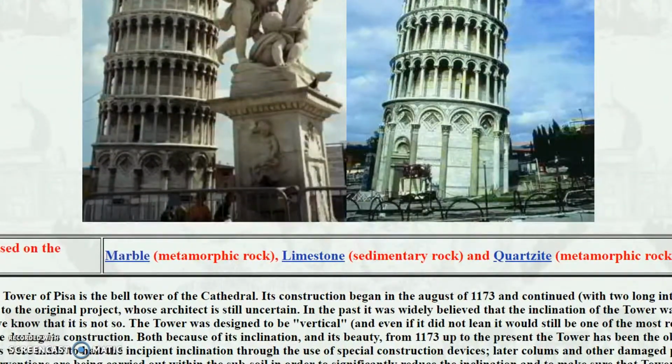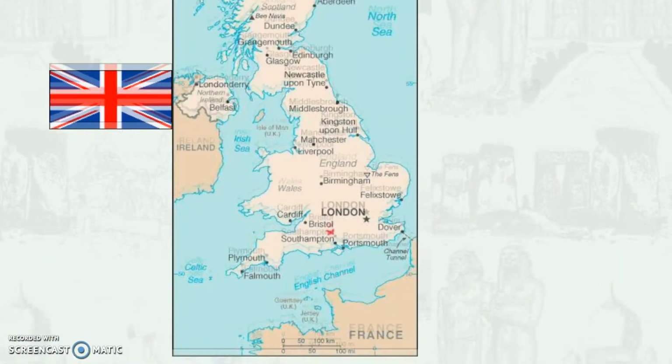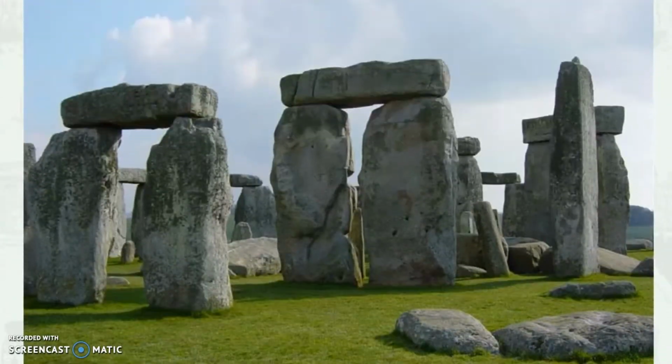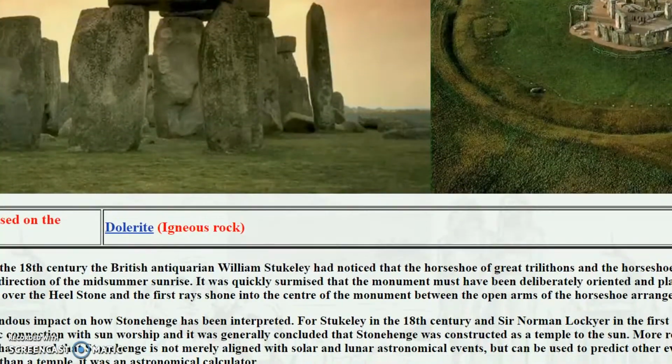And it's made out of marble, which is a metamorphic rock that was also in our Nearpod, limestone, which is sedimentary rock, and quartzite, which is a metamorphic rock. The third location we'll be visiting is the UK. We'll be visiting Stonehenge. And you can see it's located right here on the map. And this is what it looks like. And it's made out of dolerite, which is an igneous rock that we haven't heard of yet.